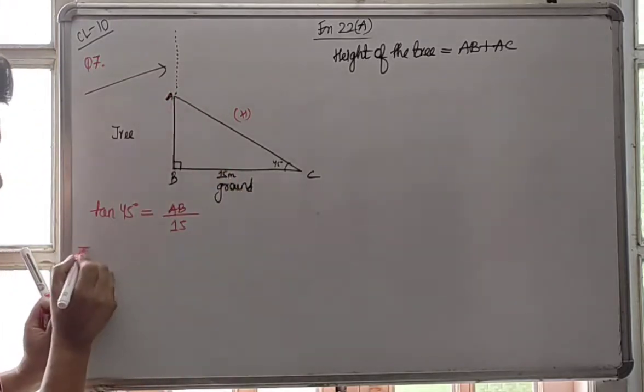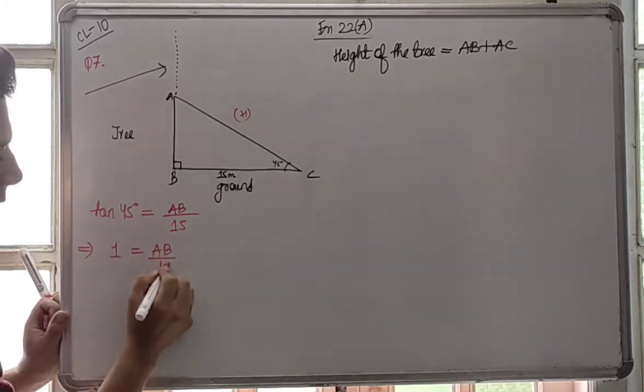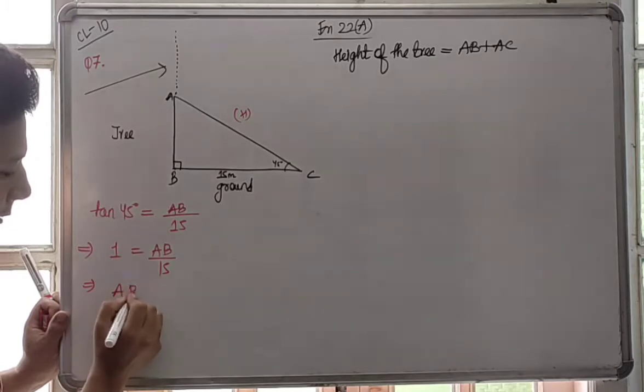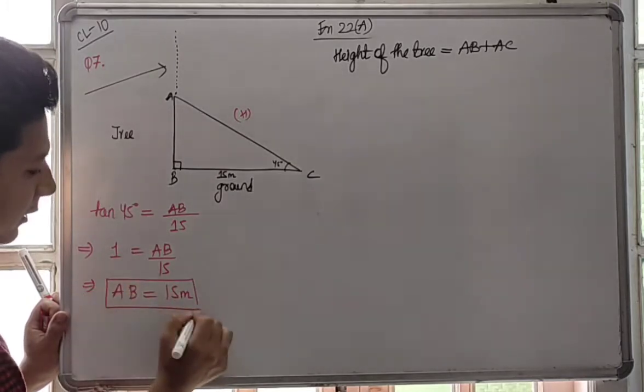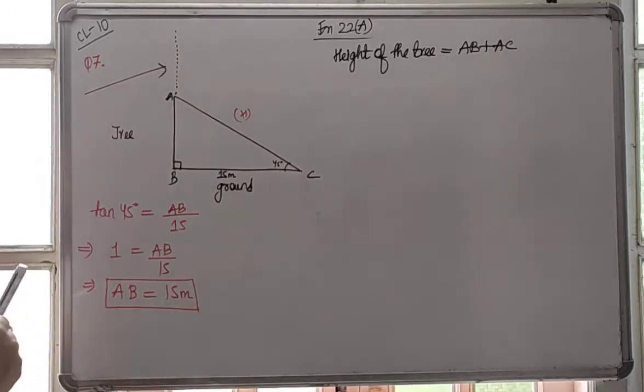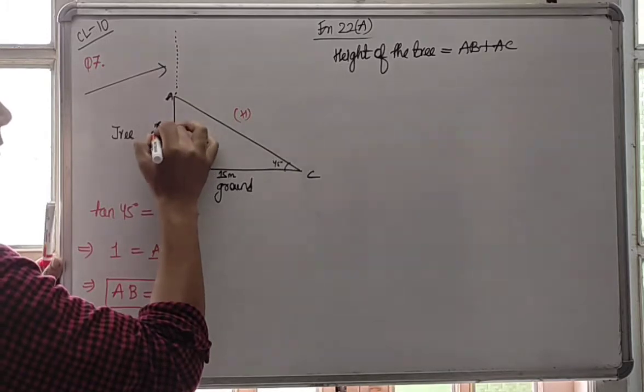So what is tan 45? Tan 45 is 1, so 1 is equal to AB by 15. So therefore AB, we will be getting 15 meter. So I got the value for AB as 15 meter. This AB is 15 meter.